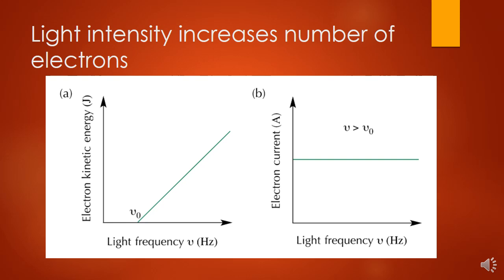On the right-hand side, we have light frequency again, but then we have the electron current. And we see the electron current is perfectly staying the same here because it's not frequency that changed the current, but it was the brightness of the light. So what do we want to remember? The brightness of the light increases the current, and the frequency increases the kinetic energy.